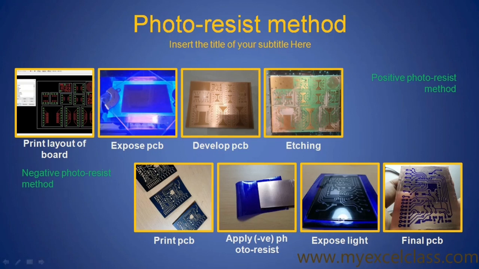You see here, all our unexposed portion is dissolved. You see, only the layout portion is exposed. Okay, that is in this negative photoresist. But in the positive one, you see the unexposed portion is not dissolved, it is insoluble. That is the main difference between positive and negative photoresist.